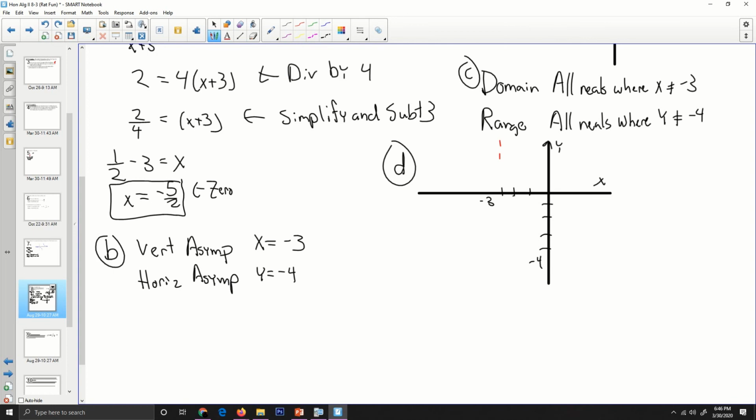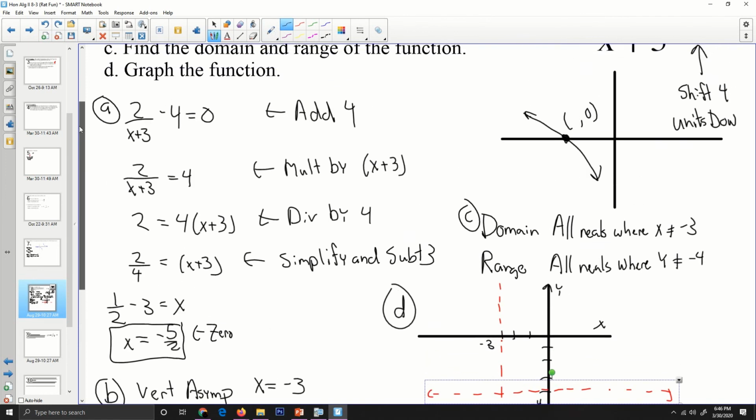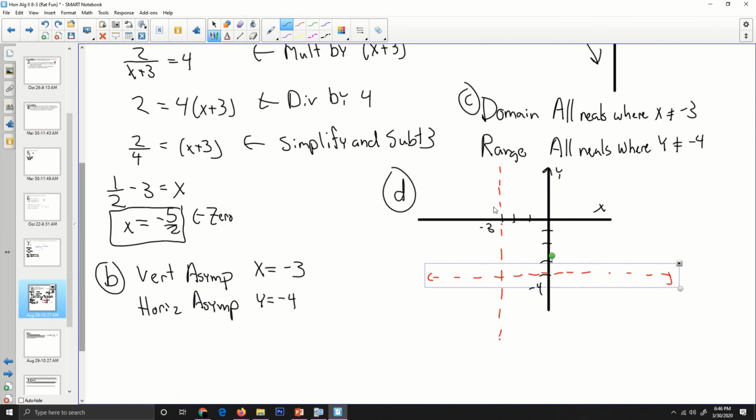So I'm going to draw in my asymptotes. You can't see them on your graphing calculator. I'm going to draw them in anyway. Now I already know that I have an x-intercept because I found a 0 at negative 5 over 2. Negative 5 over 2 is halfway between negative 2 and negative 3. So this function is going to come down here, go through negative 5 over 2, and then go like that.